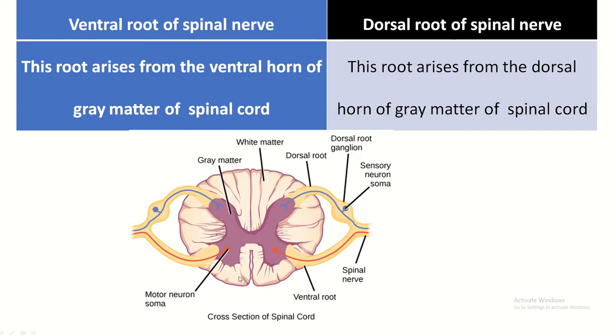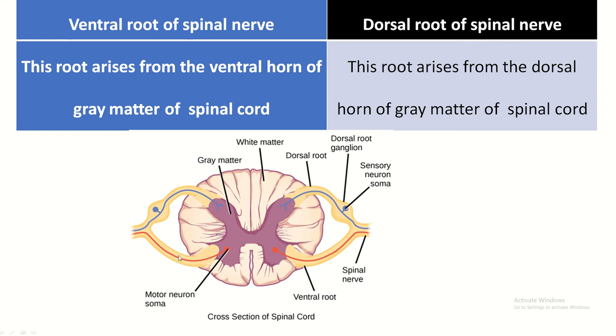This is the cross section of the spinal cord. This is the inner gray matter, outer white matter. The inner gray matter contains the ventral horn and dorsal horn. This is the ventral root. This is the dorsal root. Together they form the trunk of the spinal nerve.